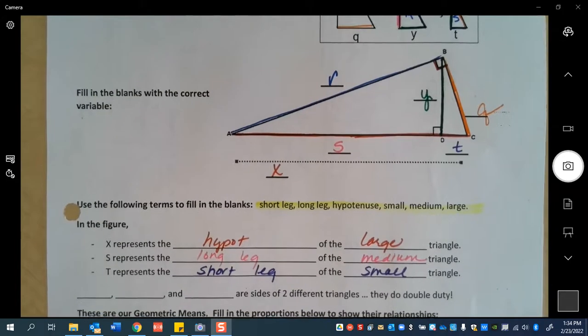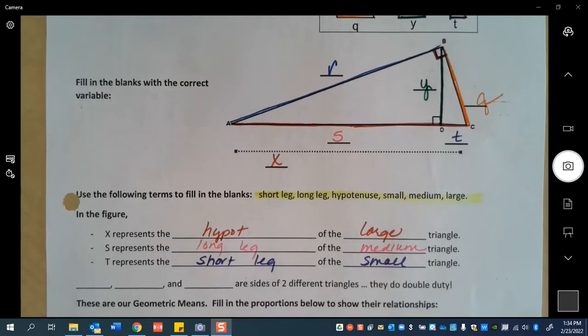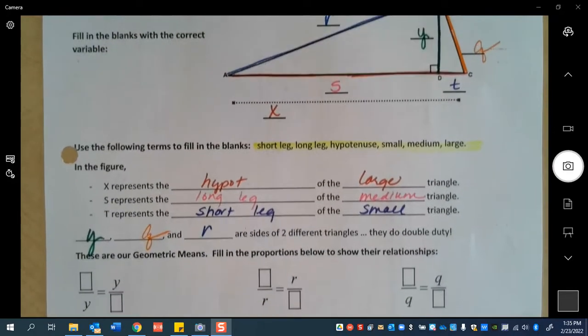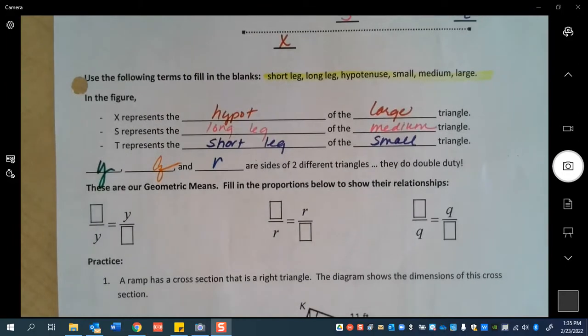Three of those variables do double duty. Three of those variables represent two sides of the triangles. What are the variables? Y is one of them. Q is another. And the third one? Yeah, R. And those ones are going to be our geometric means, and we can fill in those relationships.